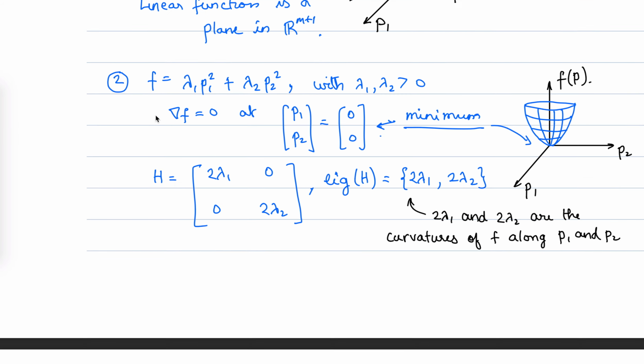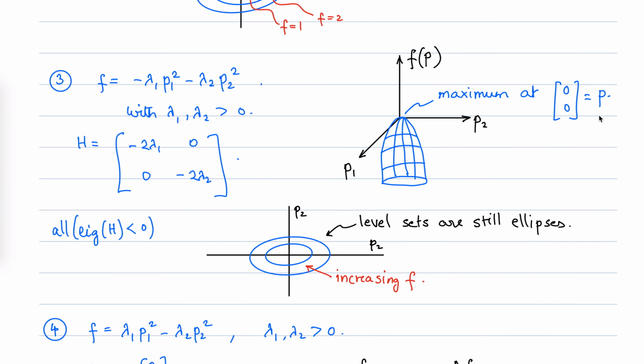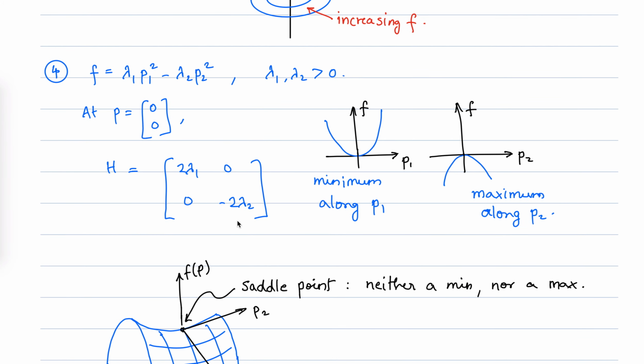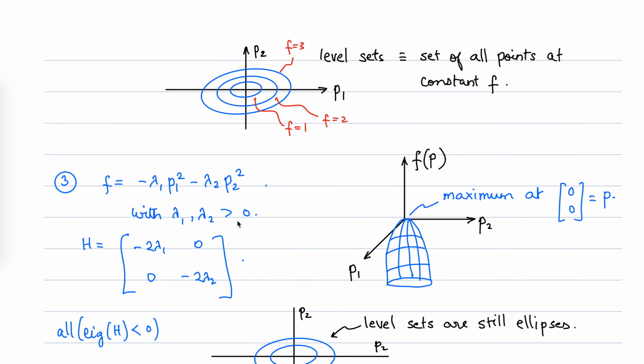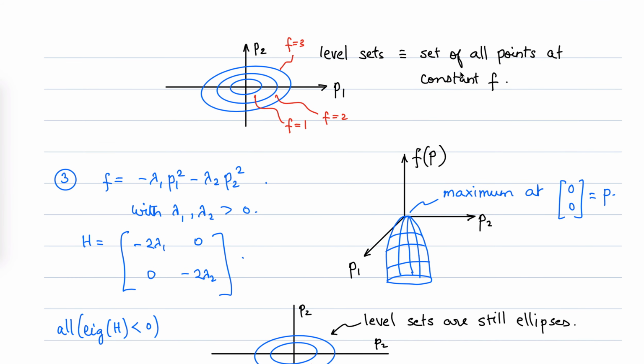If we have the exact reverse, the negative function, where f is minus lambda 1 p1 square minus lambda 2 p2 square with lambda 1 and lambda 2 greater than 0, it's actually a maximum at the origin, and the Hessian is this quantity. If lambda 1 and lambda 2 are greater than 0, of course, the eigenvalues, which in this case are the diagonal values, are going to be negative. Okay. And then finally, we've seen that gradient equal to 0 does not mean minimum. It can be minimum or maximum. We've already seen those two things.